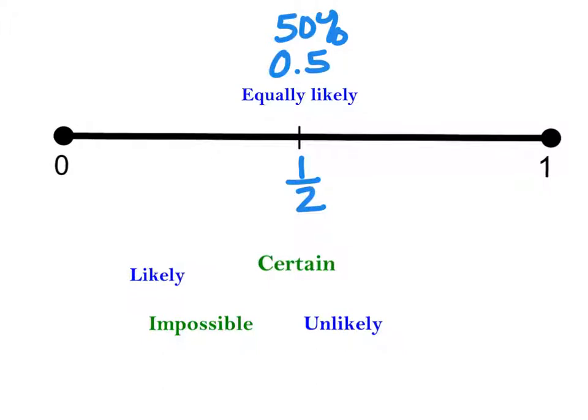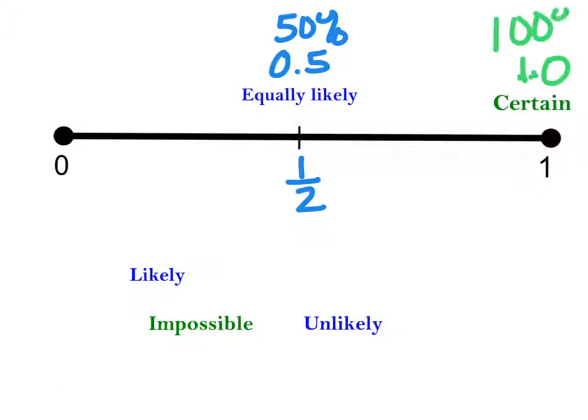All right, there's another vocab word called certain. Certain means it's 100% going to happen. So certain would be way over here. If you know for sure it's going to happen, it has a probability of 1. If I wrote that as a decimal, it's still 1, or just 1.0. And if I wrote that as a percent, it's 100%.